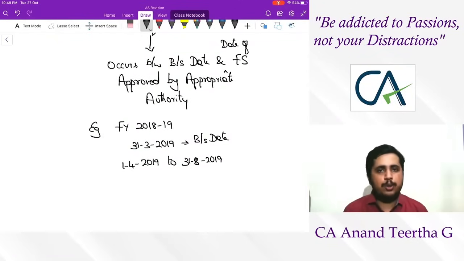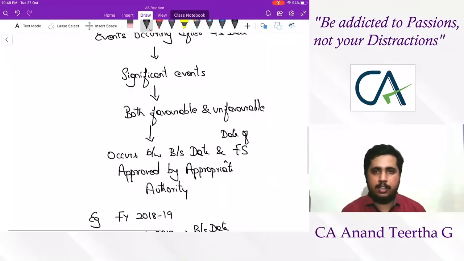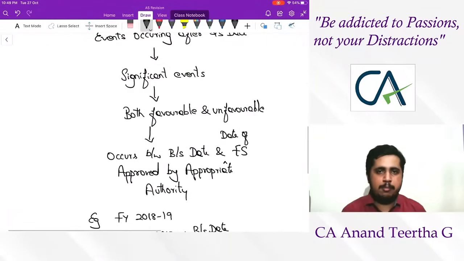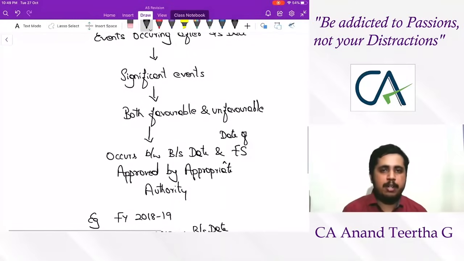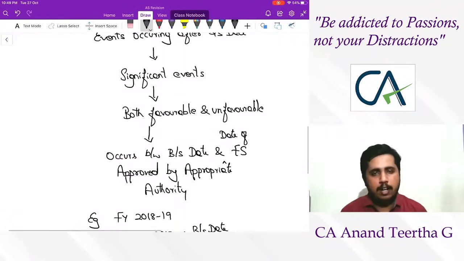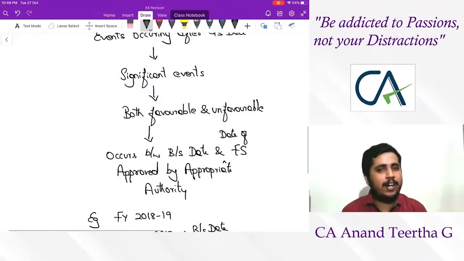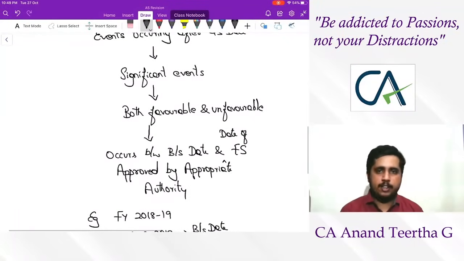So that's how you have to know what we mean by events occurring after the balance sheet date, and try to bring these sentences whatever I have written. Significant events, both favorable and unfavorable, occurring between the balance sheet date and the date of approval of financial statements by the appropriate authority.